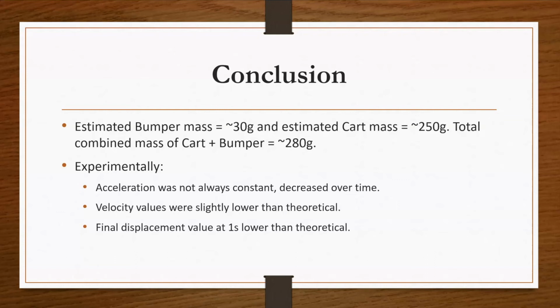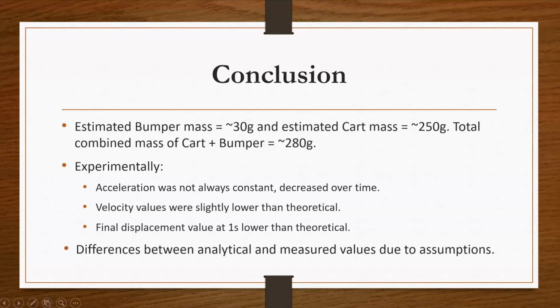However, the theoretical and experimental velocity versus time and displacement versus time profiles had the same linear and parabolic trends, although the individual values differed slightly. These differences were probably due to the assumptions and kinematic constraints that we have made when performing calculations.